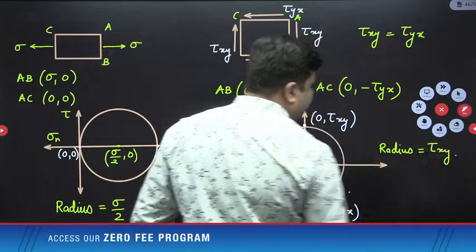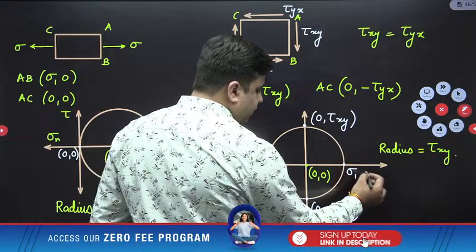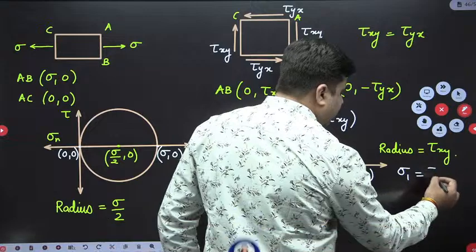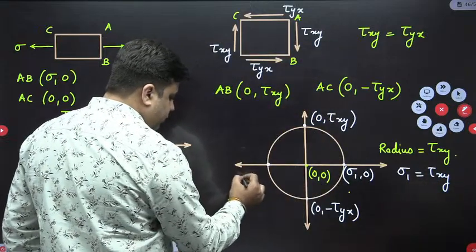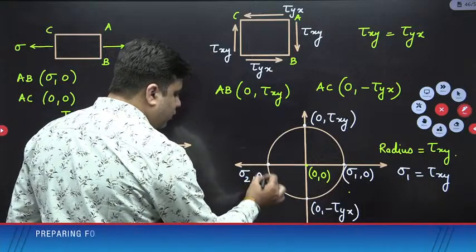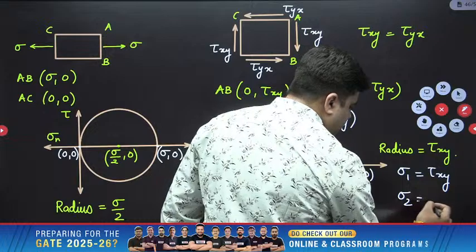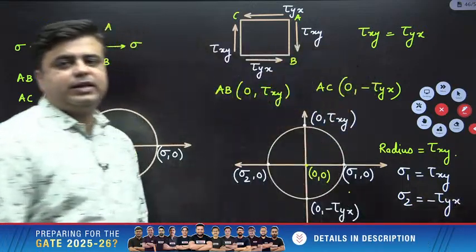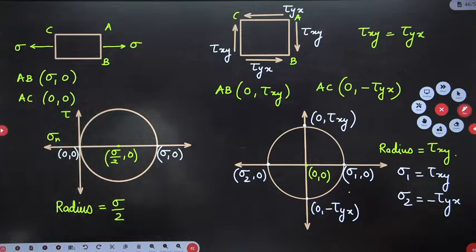The important thing here is the value of sigma 1, this is sigma 1 comma 0. So sigma 1 is equal to tau xy and this will be sigma 2 comma 0. So sigma 2 will be equal to minus tau yx. And this is the state of pure shear. And this is how the Mohr circle will look like. Please do this.